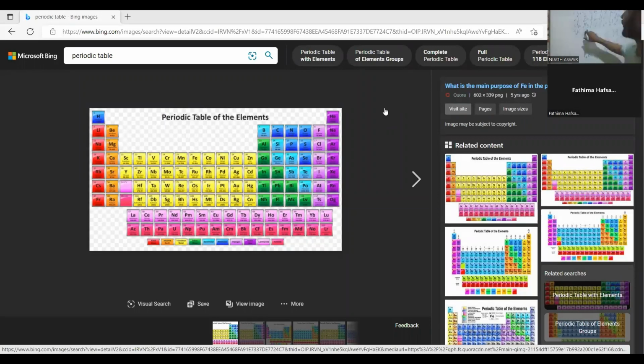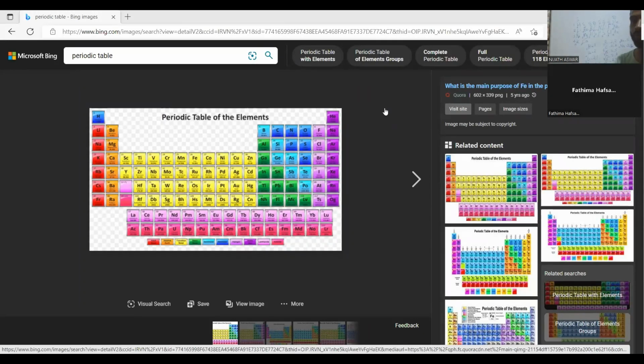Now, can you please write for all the 20 elements and send it to me? Can you please send in the WhatsApp group the electronic configuration for all 20 elements? Very good. So we have studied the periodic table, atomic number and electronic configuration, and how to identify the groups and how to identify the periods.